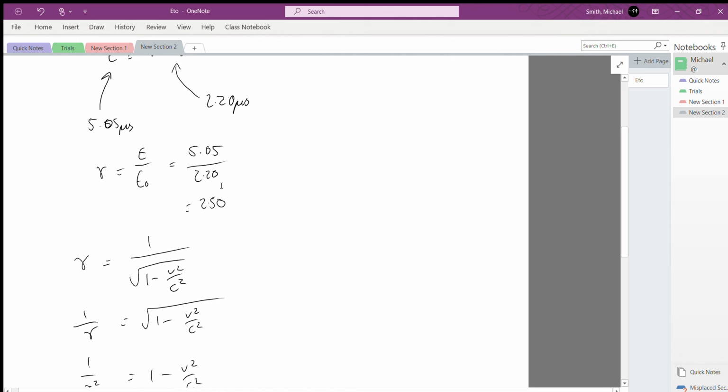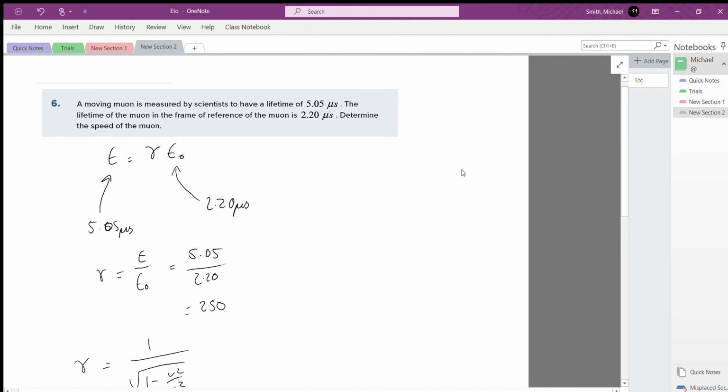And that's it. So it looks fairly hard, but it's actually not too bad. It's just the algebra, which is a little messy.